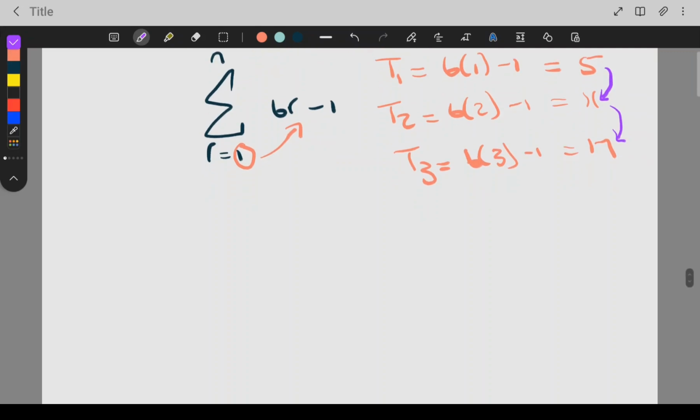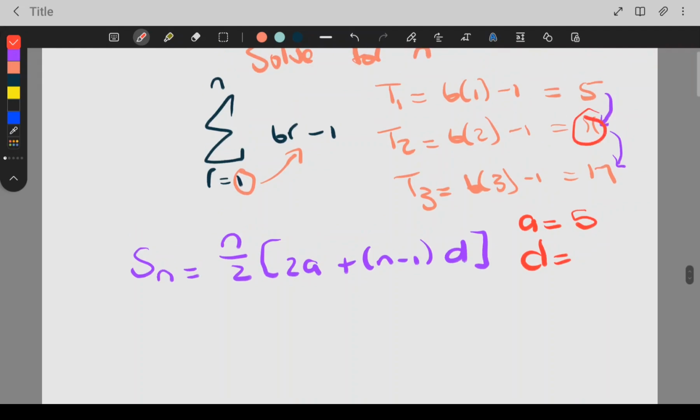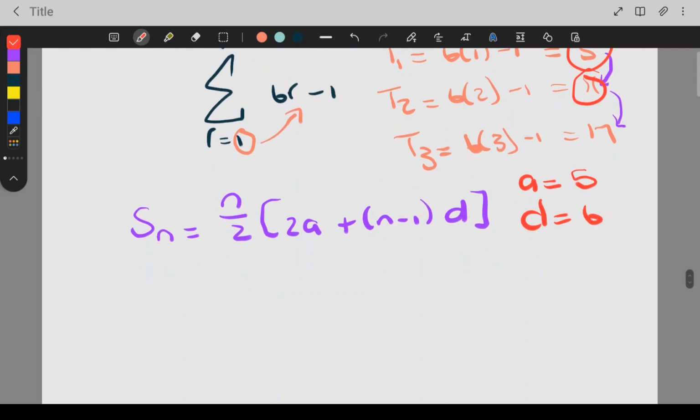Now, remember grade 12, I need A. A is the first term, so A is 5. I need D. D is the constant difference, so it's term 2 minus term 1. So 11 minus 5 is 6. Okay, what else do I need?